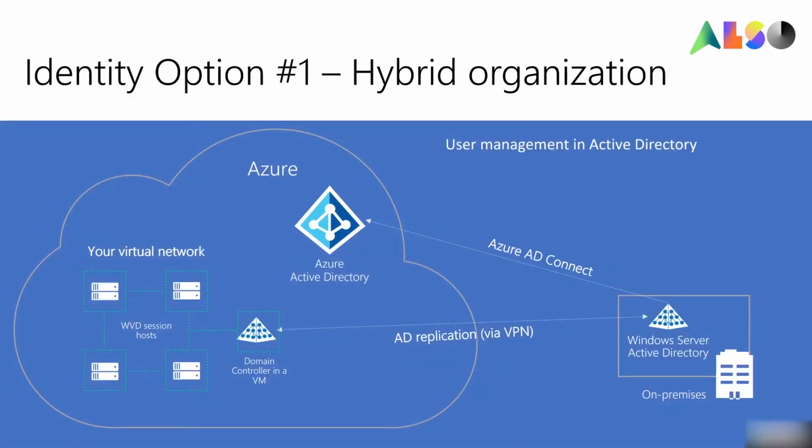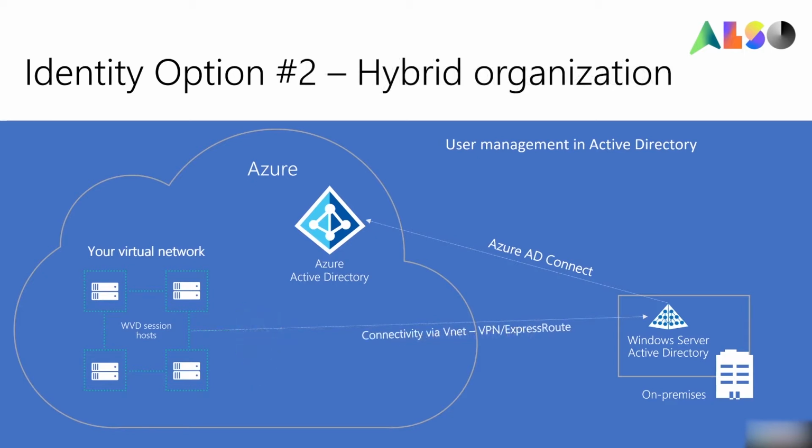Before we start with the pricing calculator, we will have a look at the options that we can choose from. If we use the hybrid organization connection, we can use what you can see in the right corner, the Windows Active Directory on a Windows server on premises. That one can connect to AD Connect, and we can replicate the Active Directory via VPN to our domain controller that's running in Azure, and that's hosting the Windows Virtual Desktop host.